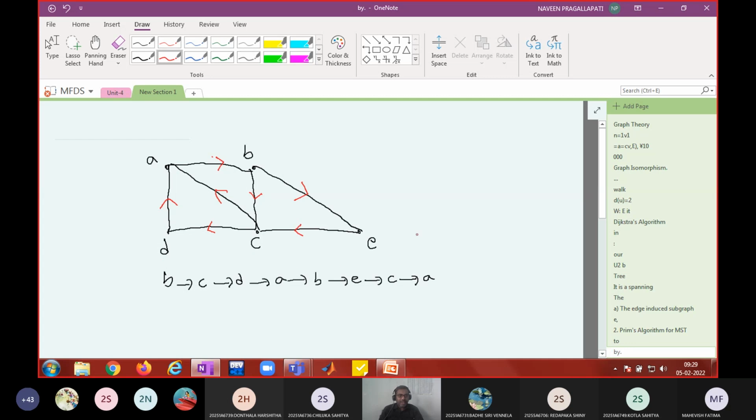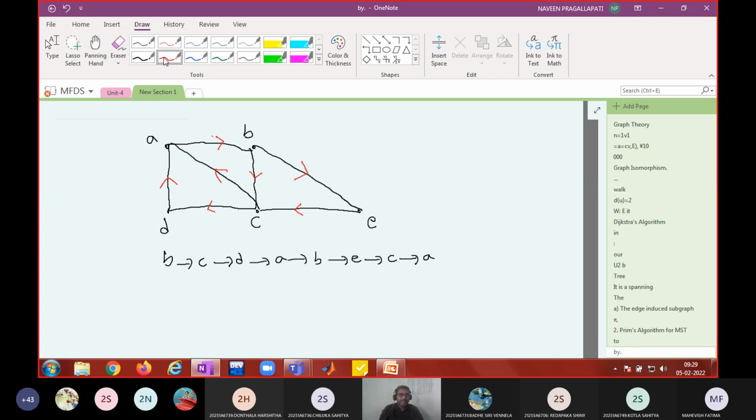But what is this called? This is a trial, right? What kind of trial is it? A Eulerian trial, right? So a Eulerian trial exists. Is the graph Eulerian? I'm asking, does G have a Eulerian tour?